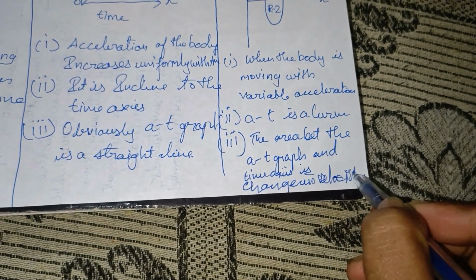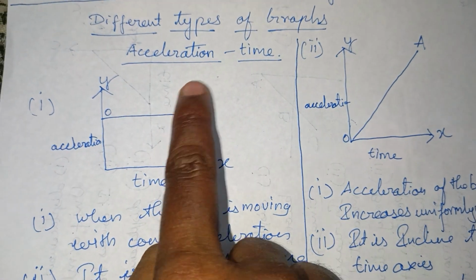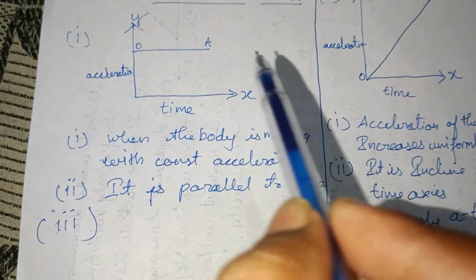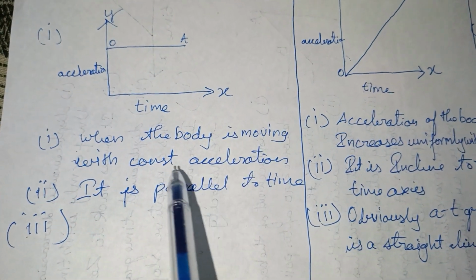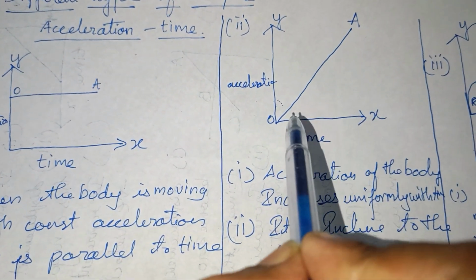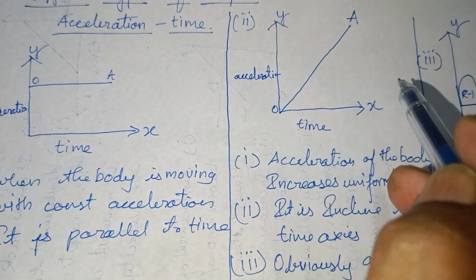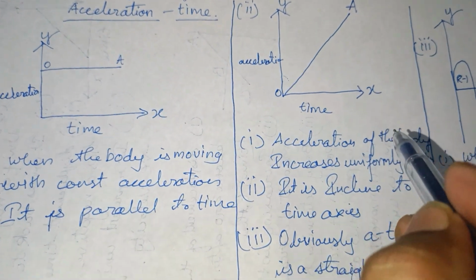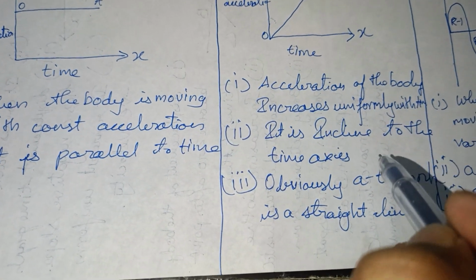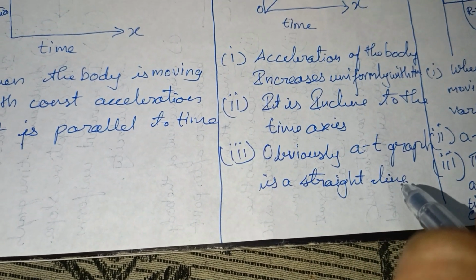So we will recapitulate the points again. These are the different types of graphs, that is, the acceleration time graph. It is parallel to the x-axis when the body's acceleration is constant. Similarly, this is a slope from O to A, which is inclined to the time axis. The acceleration of the body increases uniformly with time. This is also called a straight line graph.